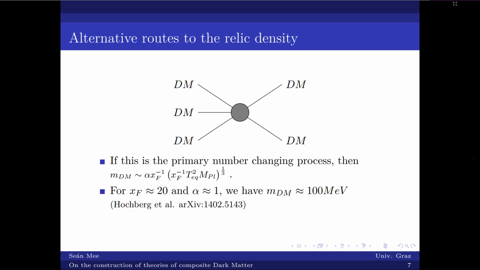But in more recent years, there have been descriptions of alternative routes to get to the relic density. It was found that if we posit dark matter which has this 3-to-2 cannibalization process, and this is the primary number changing process, then you can reproduce the relic density for an alpha around 1 and a freeze out time x. This is the dimensionless freeze out time.